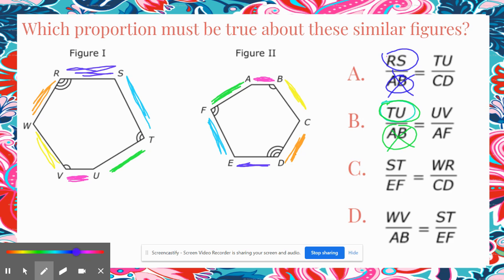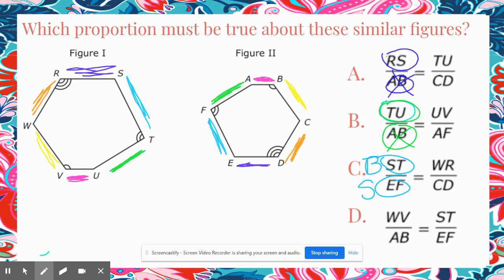Okay, let's try the next one. ST. Oh, I forgot to look what color it was. ST on figure 1 is light blue. So I'm going to look on figure 2. Is EF light blue? Why, yes, it is. So now I went from figure 1, so we're going to call that the bigger figure, to the smaller figure.